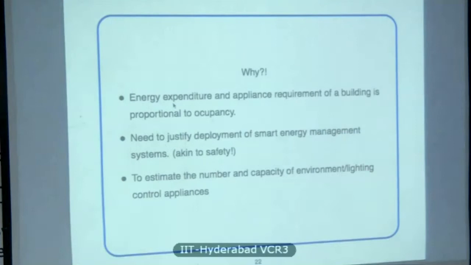Which is kind of equivalent to the safety requirements that we saw in the previous slides. What do you mean by safety here? Just say that, look, at least I will save 20% energy if I deploy these energy systems. To make such justifications, you would need some kind of a modeling tool, and to estimate the number and capacity of environment and lighting control appliances. So this is why you would want to do it.